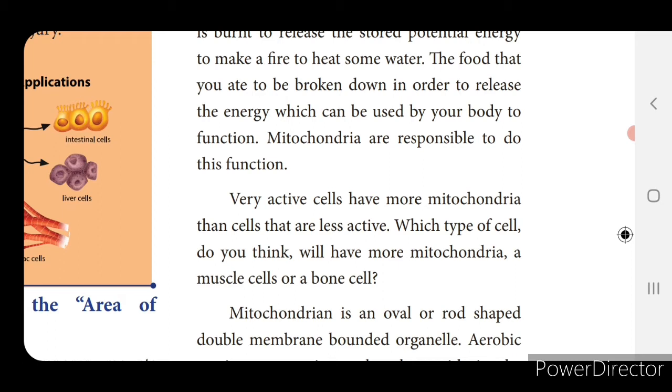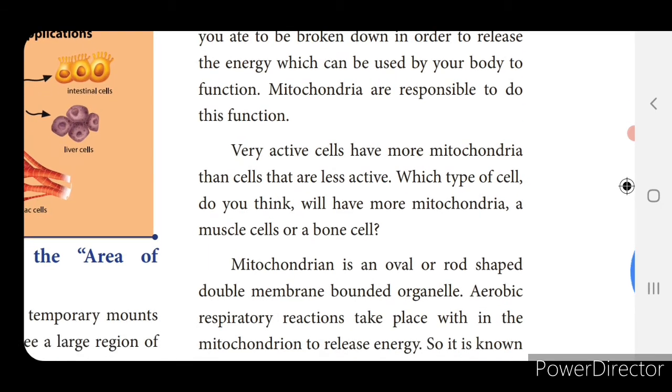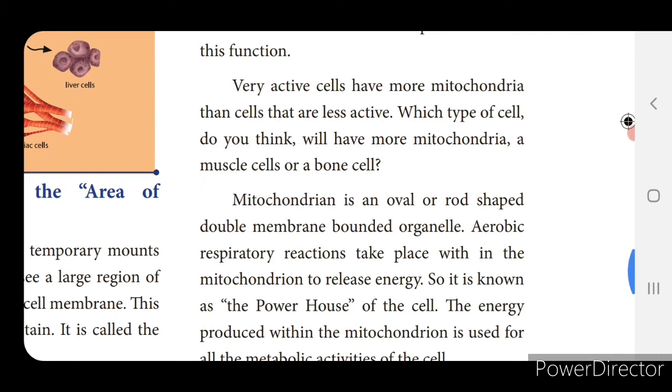Which type of cell do you think will have more mitochondria? Muscle cells or bone cells? Yes, muscle cells will have more, as they are more active cells. Mitochondria is an oval or rod-shaped double membrane bounded organelle.